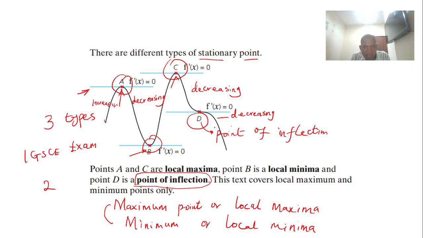Now that's why point D is called point of inflection. Basically, a point of inflection is a point in which a curve that was decreasing is also decreasing after it, or if it was increasing, it is also increasing. So the behavior of the gradient does not change. That's called a point of inflection.